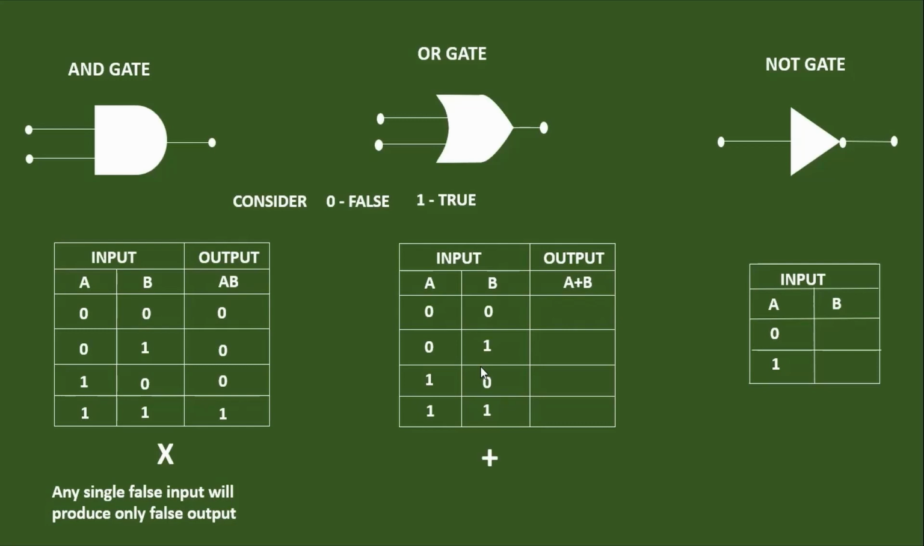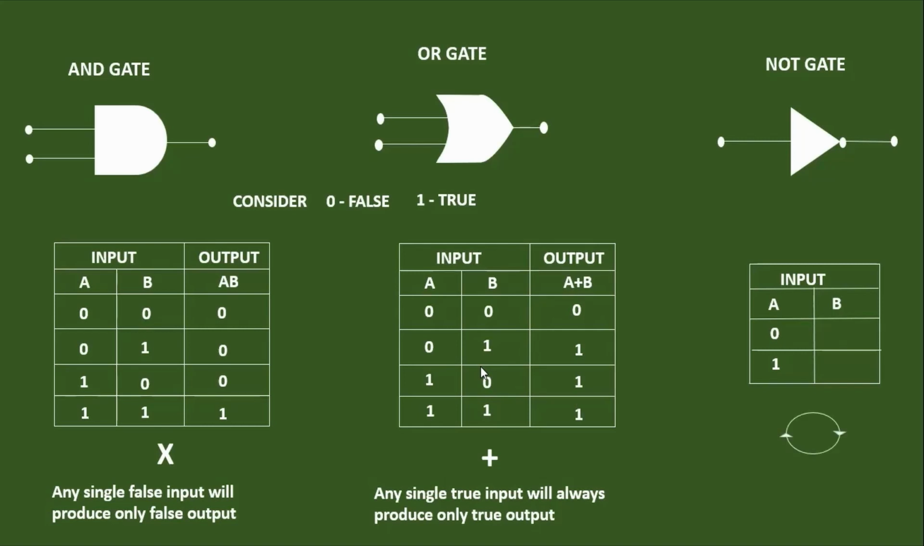Now let us move on to the OR gate. OR gate, as the symbol indicates, is an addition. So we add two values to get the output. Here any single true input will always produce a true output, because 0 plus 0 is always 0, 0 plus 1 is always 1, 1 plus 0 is always 1. Here we have to understand the concept very carefully. 1 plus 1, we will always think of as 2, but in computer architecture we do not have any numbers other than 0 and 1. So 1 plus 1 is 1.